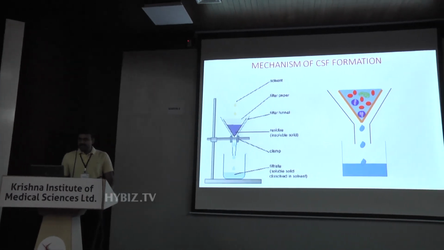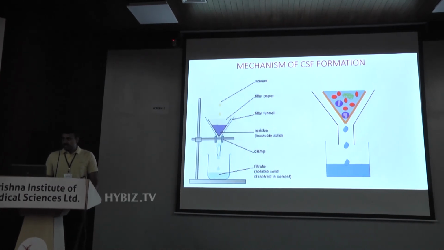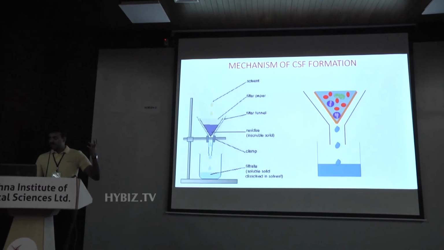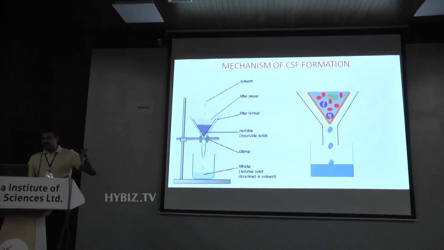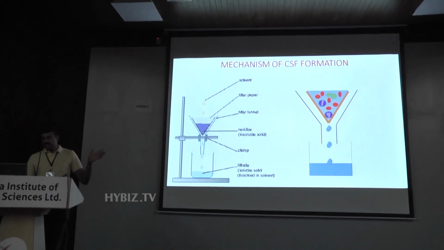The other mechanism is an active mechanism wherein energy is used up. It's called an energy dependent process. It's like squeezing an orange and extracting juice out of it, where you don't get all the seeds and the squash material, you get only the juice. So these are the two main mechanisms of CSF production.